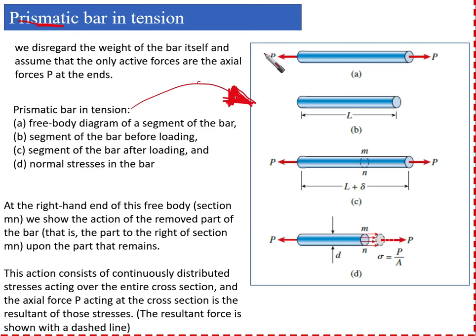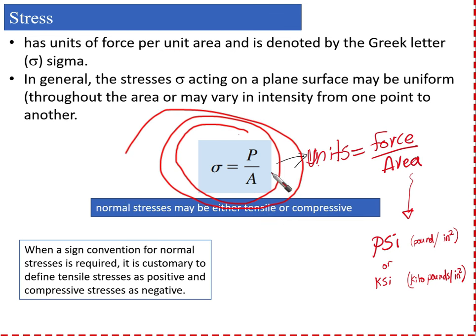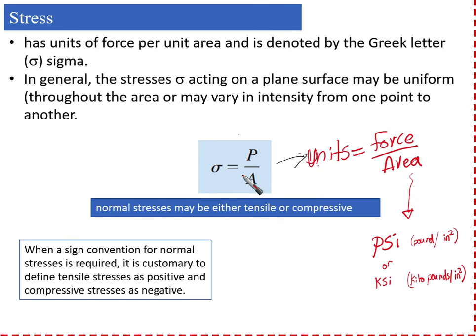I talked about the prismatic bar in tension, and I mentioned the free body diagram and how we can get an understanding of the normal stresses on a prismatic bar. And then I talked about the famous equation of normal stress, which is P over A, the force being applied over A, and we said that there are units that should be used, force per unit area in general, and that there is a sign convention that should be used as well. The sign convention is negative if it's compressive normal stresses, and positive if it's tensile normal stresses.